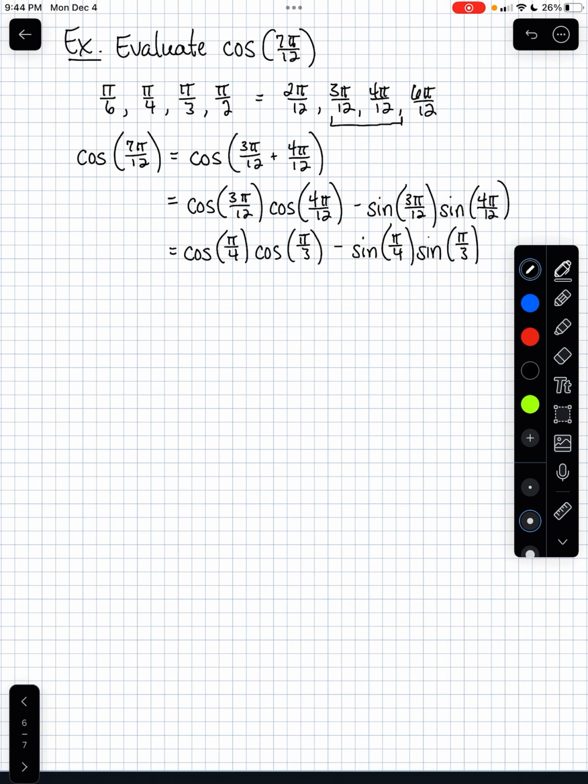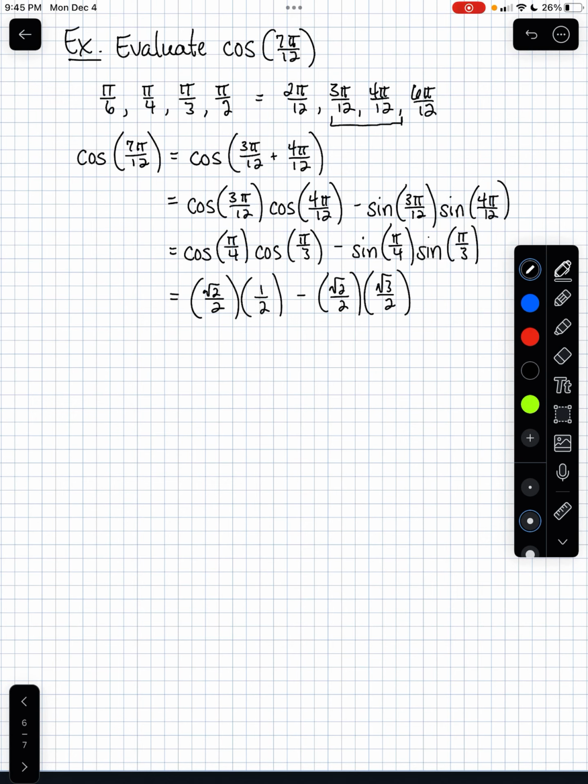Each of these is therefore a common angle, and therefore we can evaluate the sine and the cosine of each of them. So the cosine of pi over 4 is root 2 over 2. The cosine of pi over 3 is 1/2, minus the sine of pi over 4, which is root 2 over 2, times the sine of pi over 3, which is root 3 over 2.